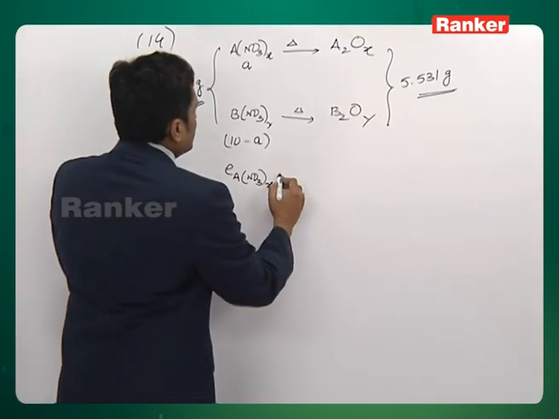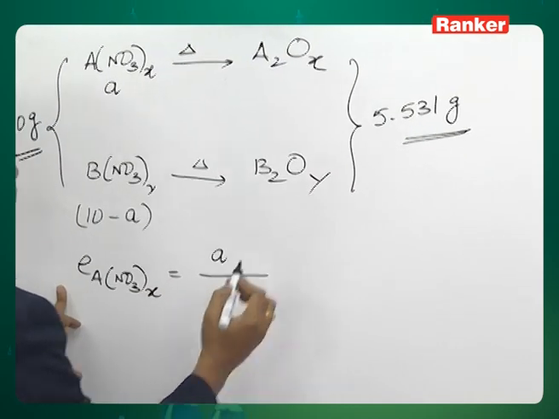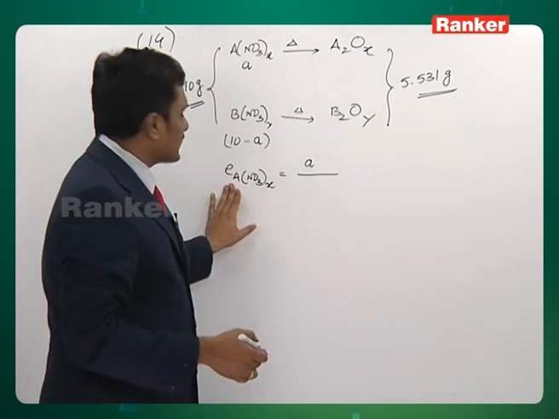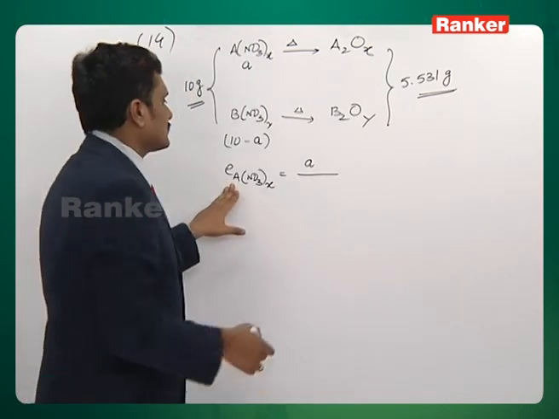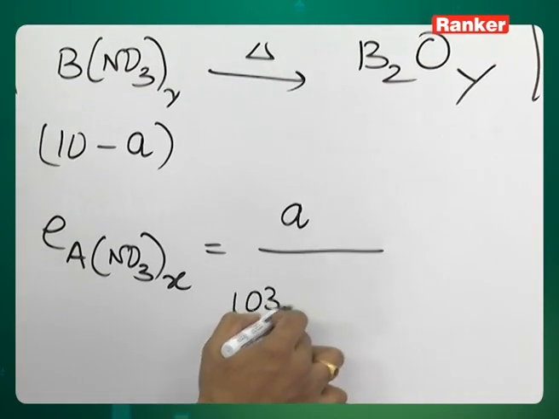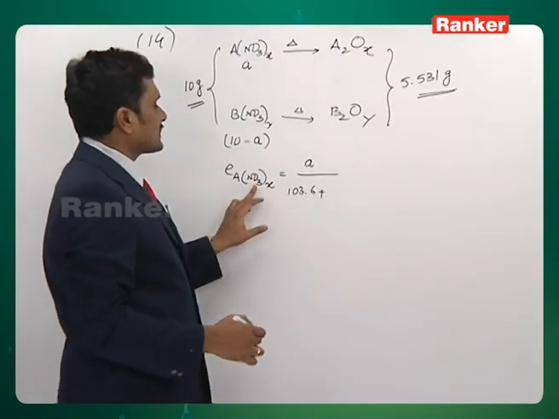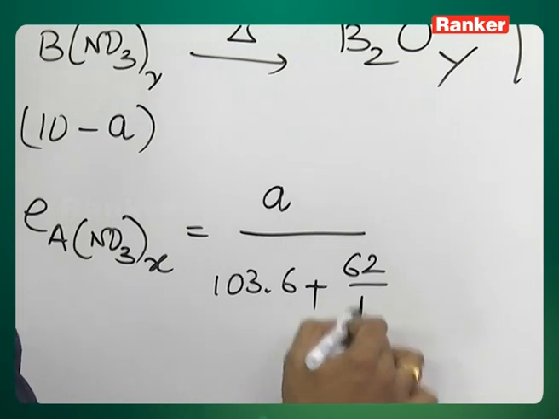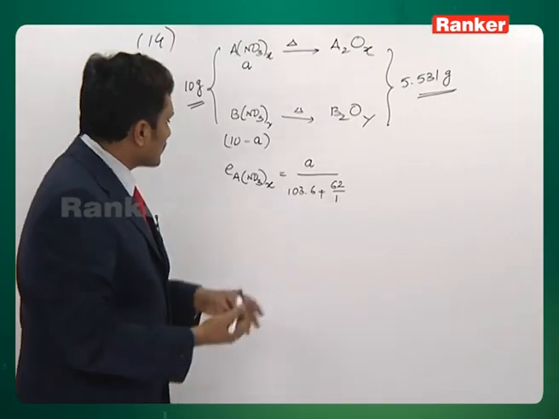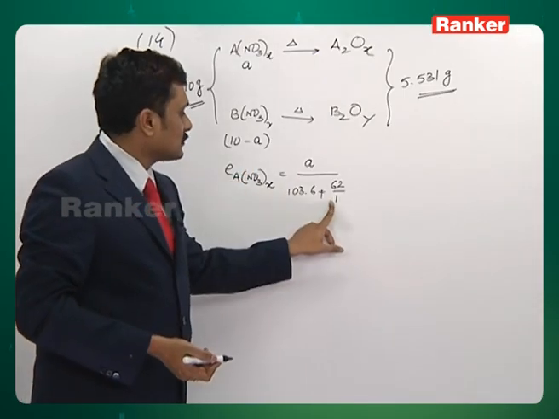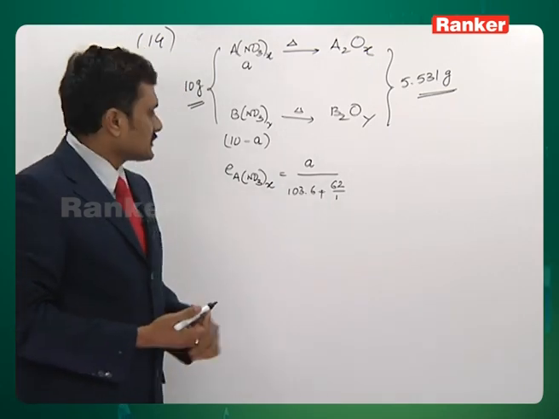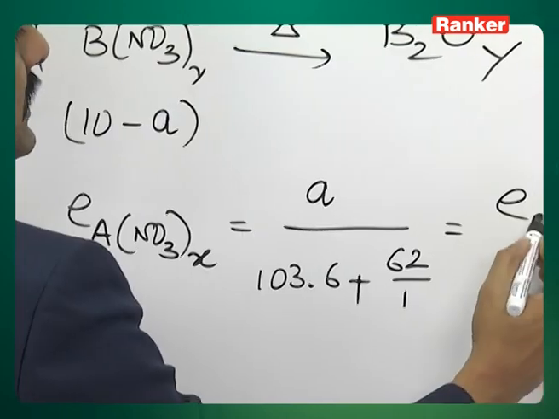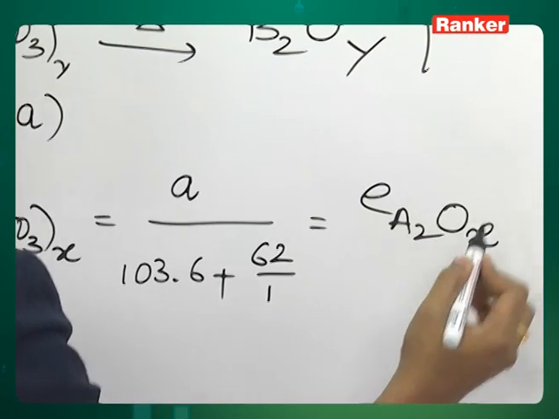Now the gram equivalents of this ANO3 taken X is weight divided by equivalent weight of ANO3 taken X, that is equivalent weight of A, which is provided to us 103.6, plus equivalent weight of nitrate ion, that is the molecular weight or formula weight divided by its valency, 62 divided by NO3 minus, hence I am writing 1 as the n factor here. Now these are the gram equivalents of ANO3 taken X, which are entirely changing into the A2OX, hence their gram equivalents are equal.